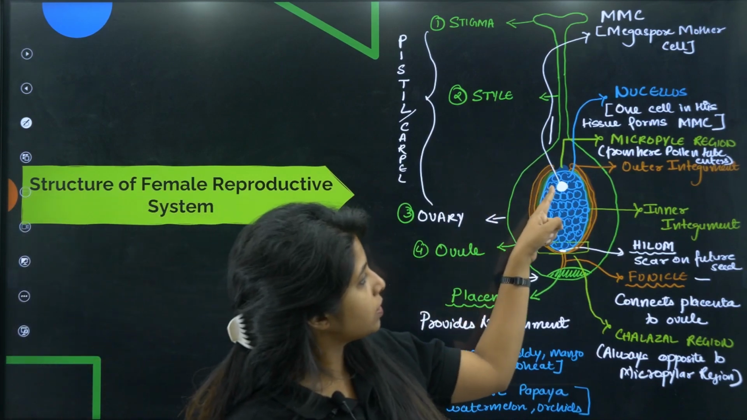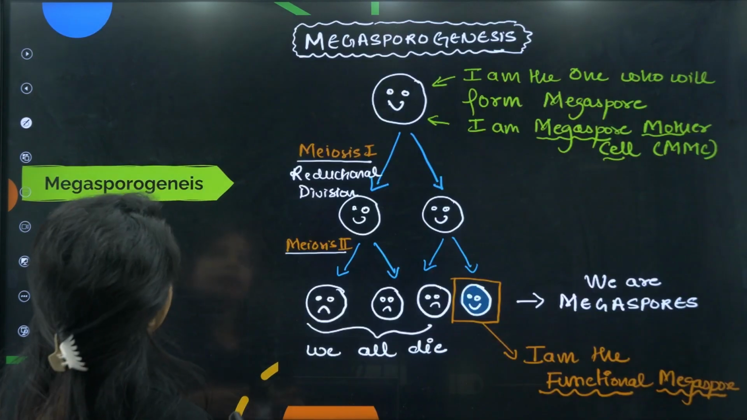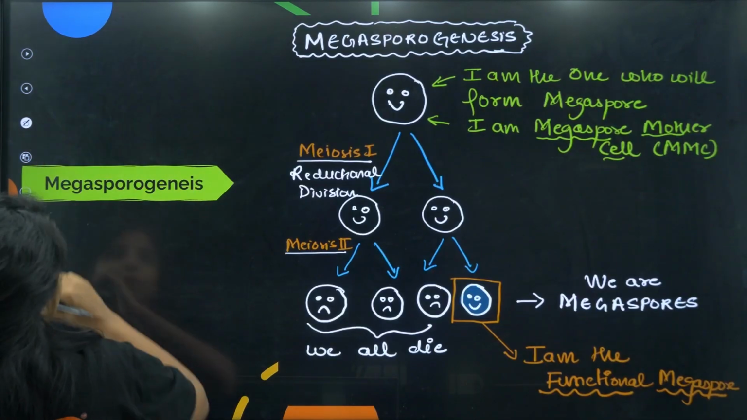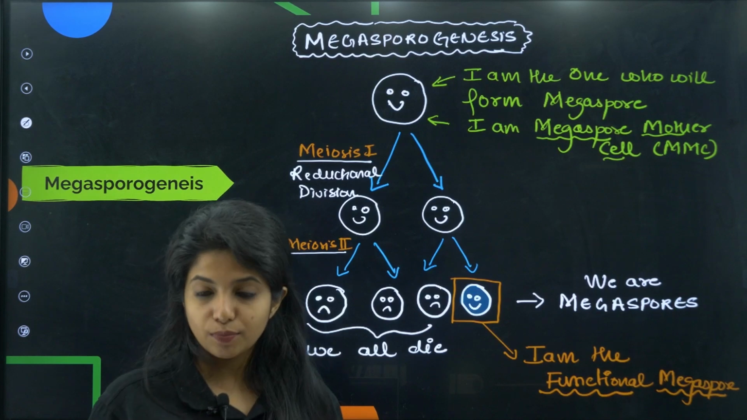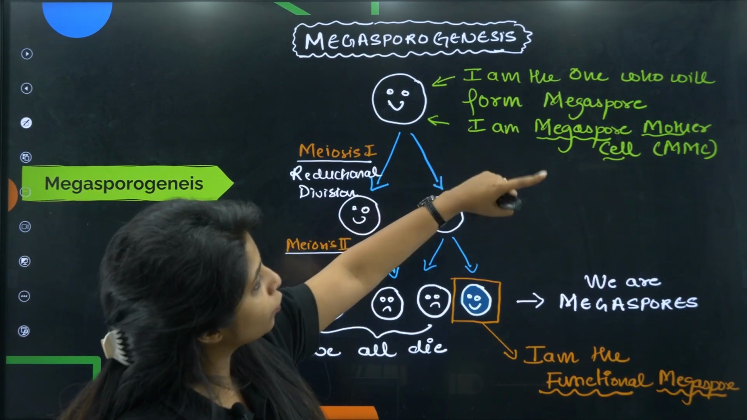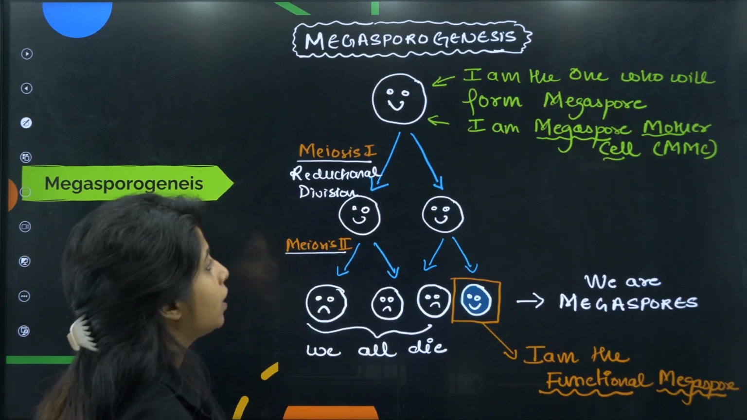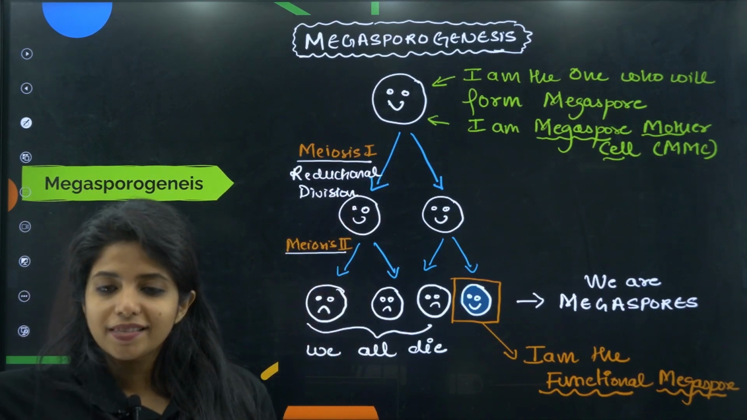Now we are going to talk about this guy that is over here, our MMC. This process is known as megasporogenesis, because obviously megaspores are going to be formed. I am the one who will form megaspores, the white one is saying. I am the megaspore mother cell. It will again, as I said, undergo the same thing that happens there.